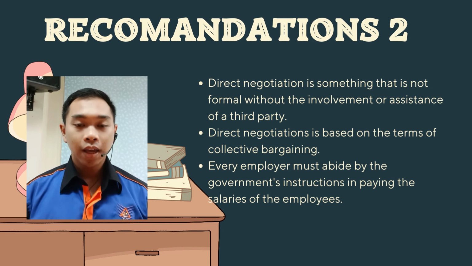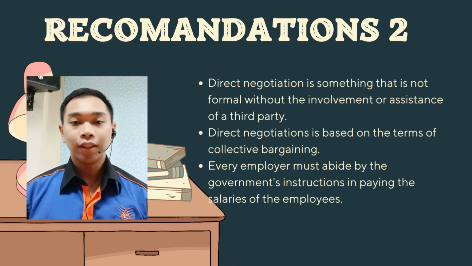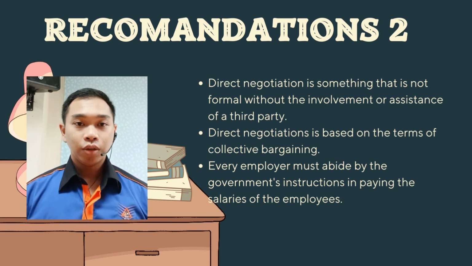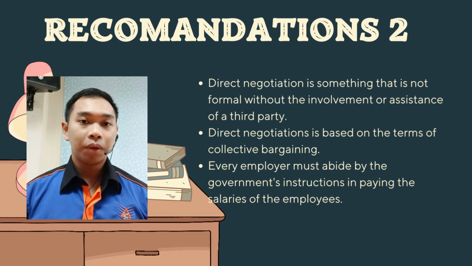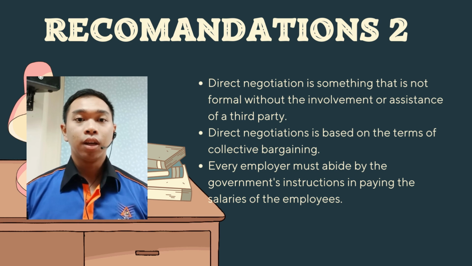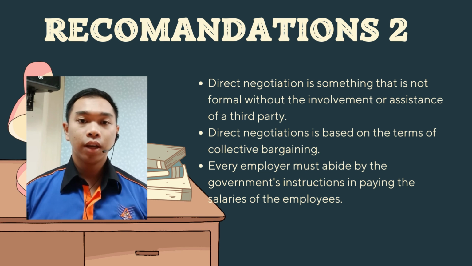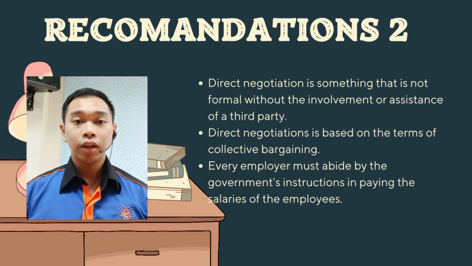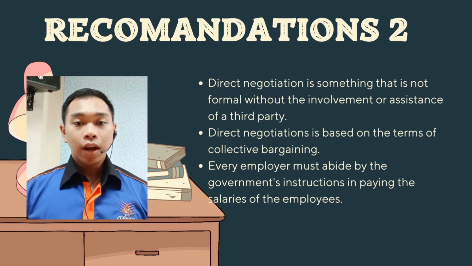Okay, for the next recommendation, apart from that, the proposal to resolve the dispute for the second issue is to conduct direct negotiation. Direct negotiation is informal, without the involvement or assistance of a third party. Usually, direct negotiation is based on the terms of collective bargaining. Through direct consultation, discussions are conducted between the union and employer at the company base level, following the procedure set out in the collective agreement.